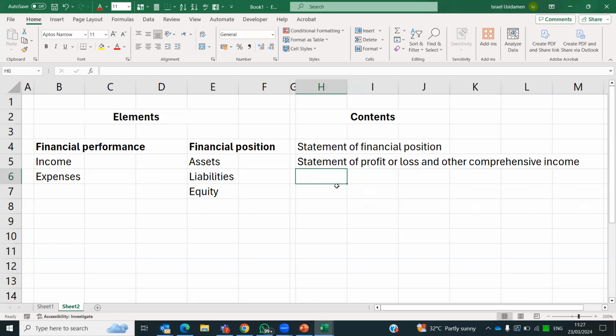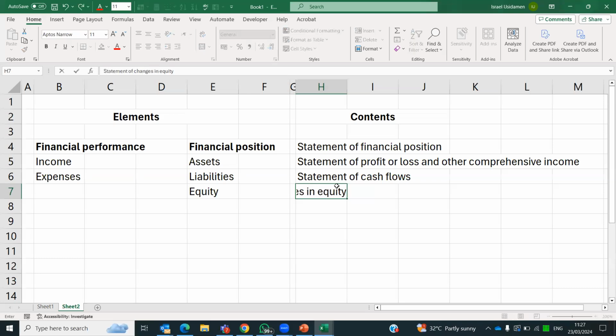Number three, we have statement of cash flows. Number four, we have statement of changes in equity. Number five, we have the notes to the financial statement. And we have comparative information.